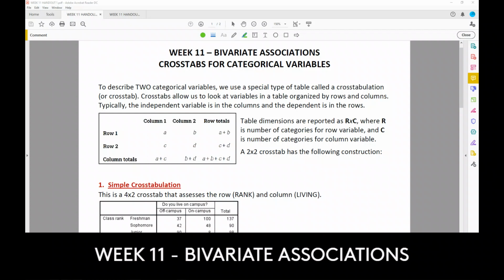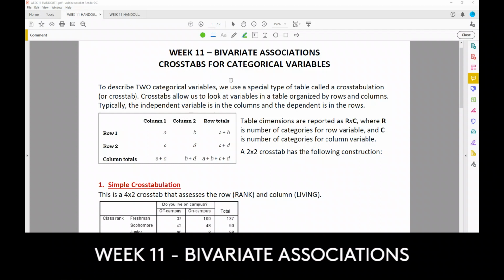Today, we are going to talk about how to assess categorical variables. The method that is used to do this is called cross-tabulations or crosstabs. Sometimes you will hear them called contingency tables or two-way tables, but these are the same things. So remember, bivariate associations is simply the relationship between two variables, and the type of variable you're looking at dictates the type of analysis you perform, okay?